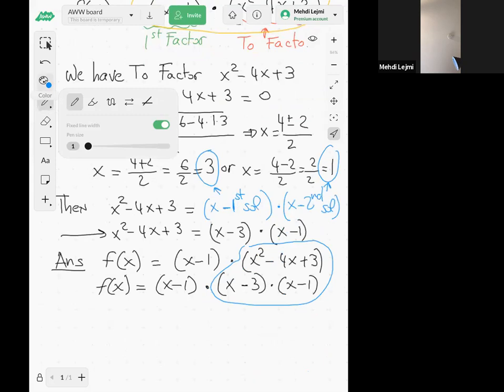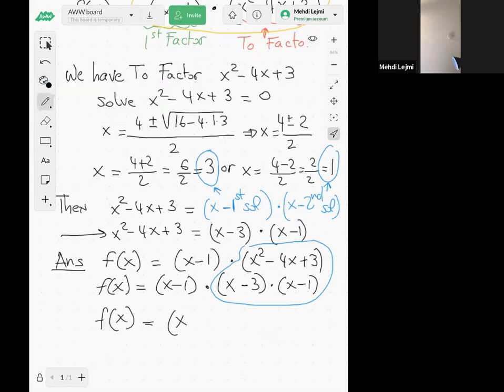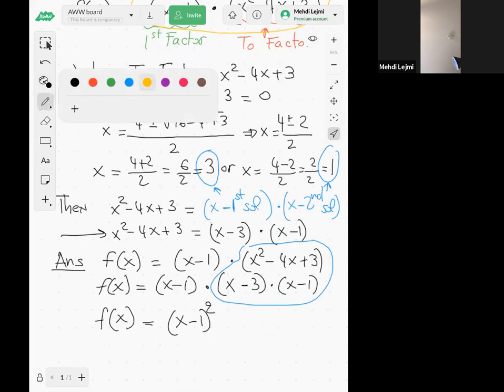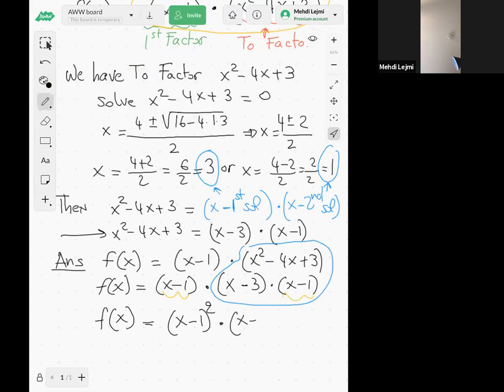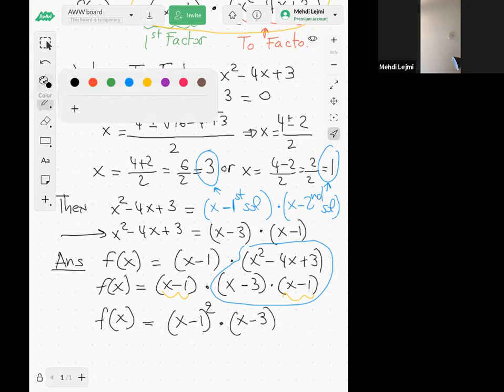So actually your f of x is going to be x minus 1 squared, right? Because I have 2 x minus 1 factors, this x minus 1 here, x minus 1 here. So it's x minus 1 squared times x minus 3. And so that's the final answer.